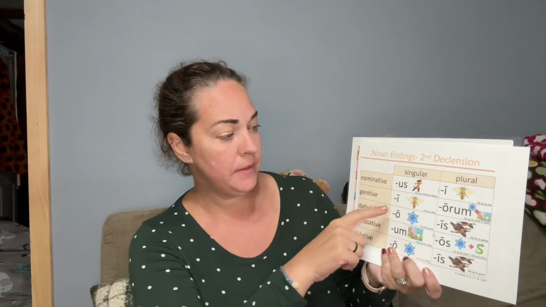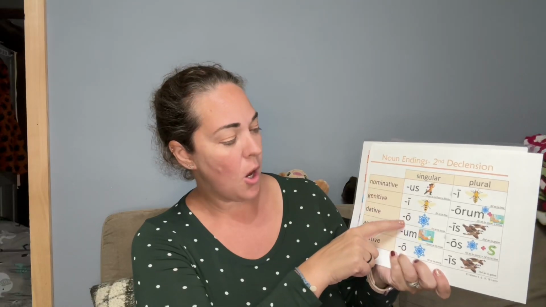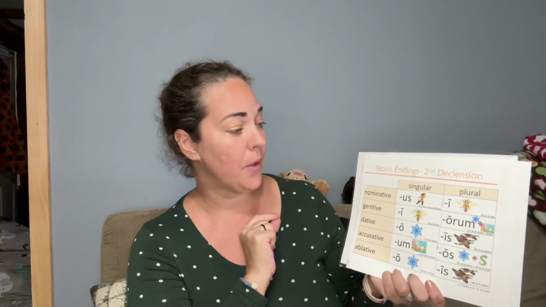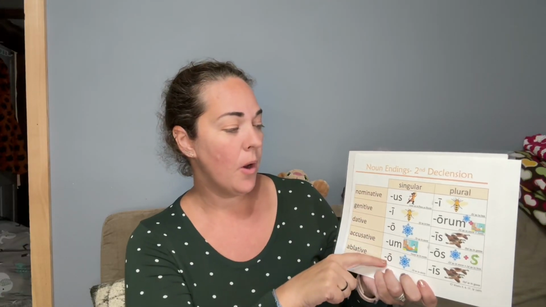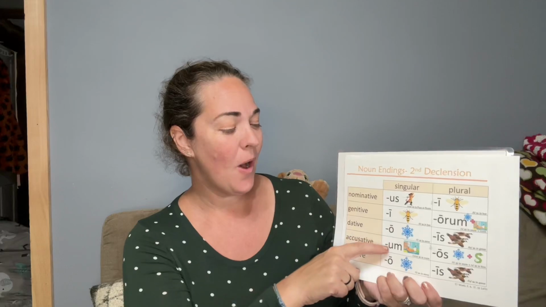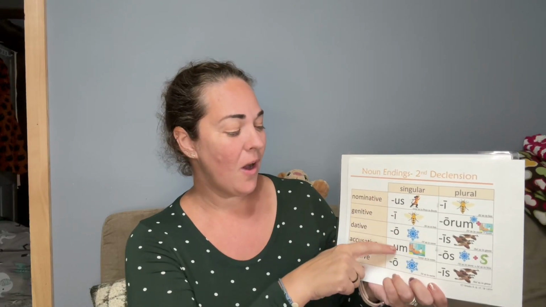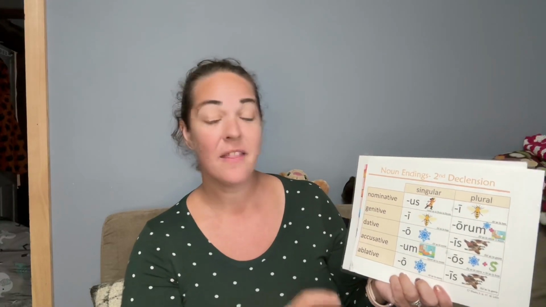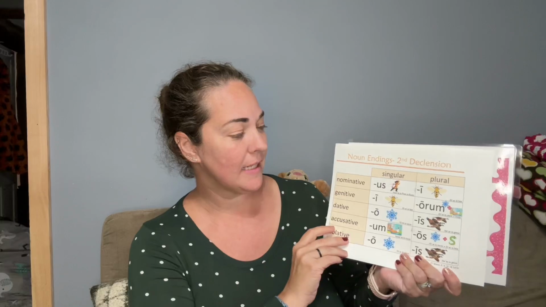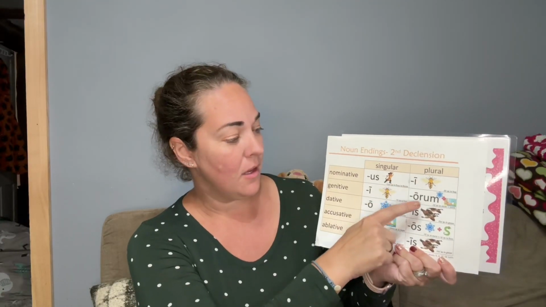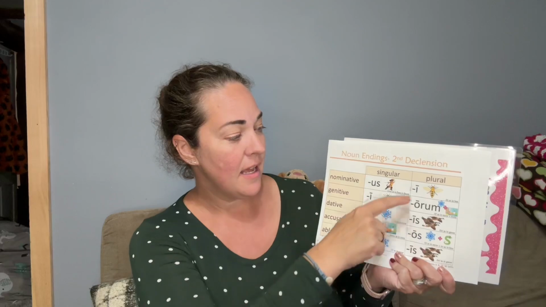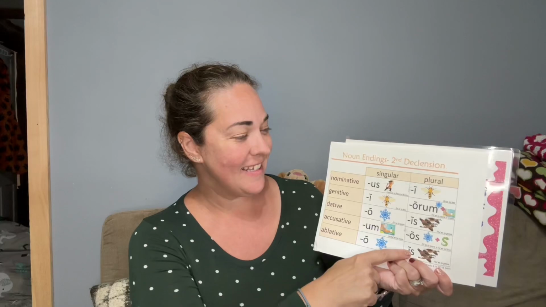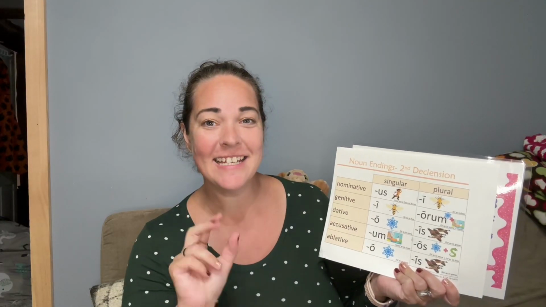So it's going to go us, e, o, o, and the song is Jingle Bells. So it'll go us, e, o, o, us, e, o, o. Singular second declension. Then we move on to the plural second declension: e, orum, is, os, is. Plural second declension.